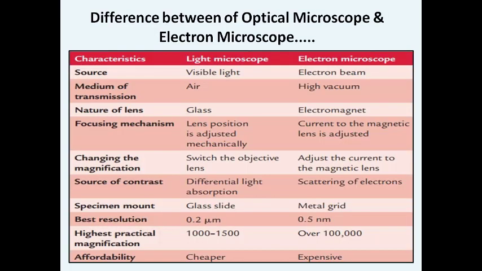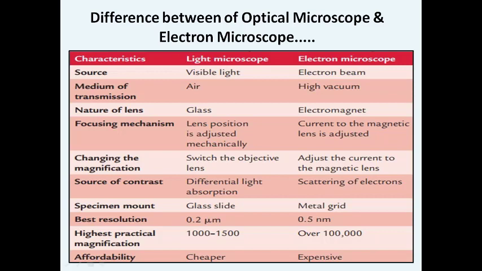Regarding the second topic, what are the advantages of the electron microscope over the optical microscope, here we provide certain differences between the optical microscope and the electron microscope to analyze the advantages in a proper manner. Just notice this table. What may be the source? For the light microscope it is visible light, whereas for the electron microscope it is an electron beam. Then regarding the medium of transmission, the electron microscope requires a high vacuum condition to increase the quality of the image we get, whereas the light microscope is used in normal atmosphere itself.